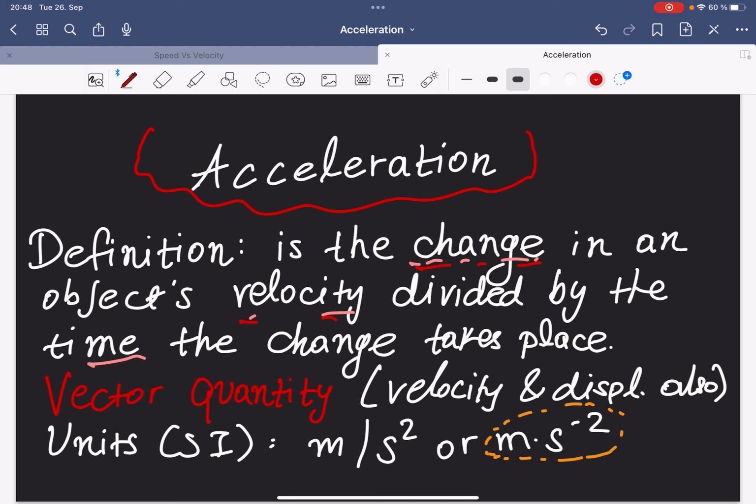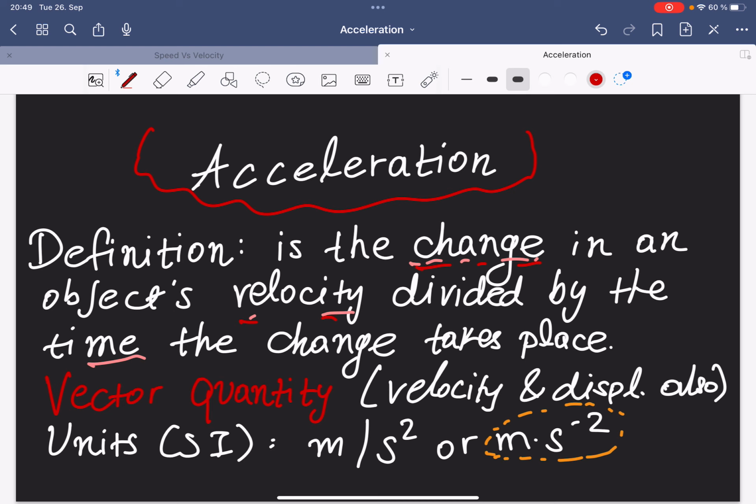And why is this a vector quantity? Because it is defined through velocity. It is a change in velocity. And we know from our previous video that velocity is a vector quantity. Why is velocity a vector quantity? Because it is defined through displacement, which happens to be another vector quantity in physics. So far we have identified three of them. Soon you will identify even more, which means that they require not only the magnitude to be defined, but also a direction.